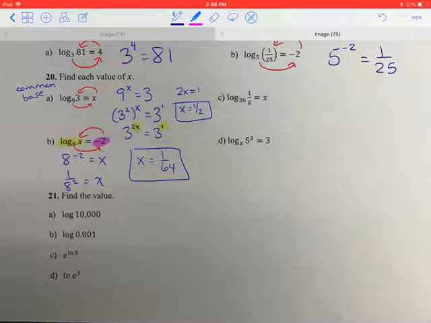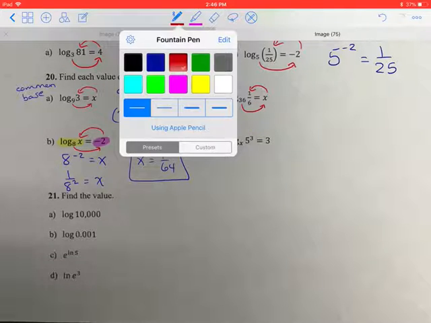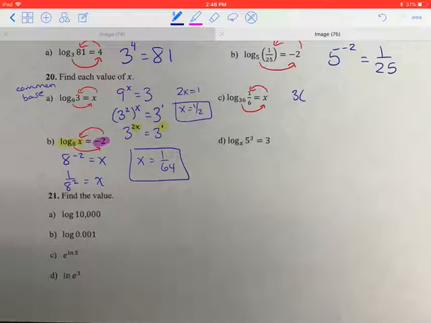All right, so let's go back to C. We want to start by changing it to exponent form. So we get 36 to the x equals 1 over 6.